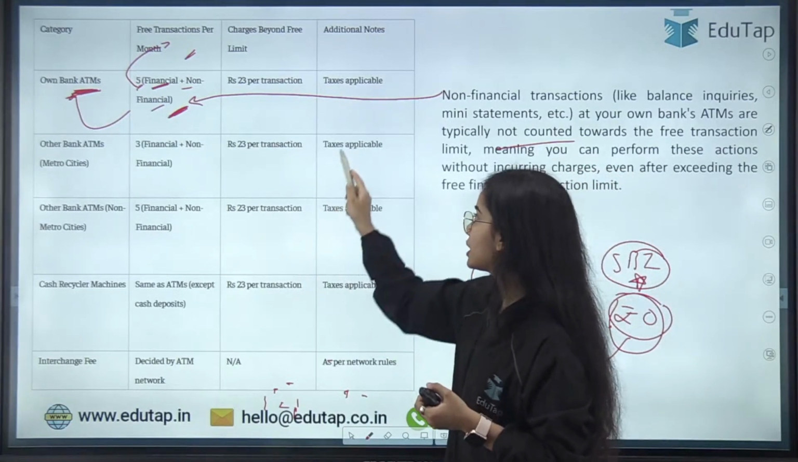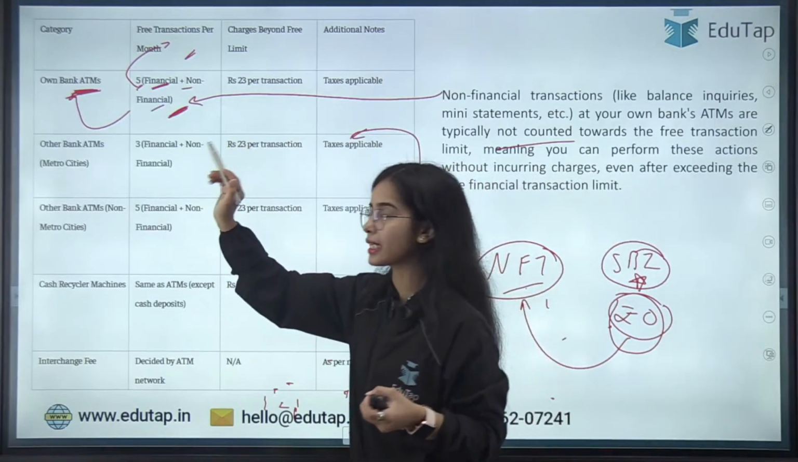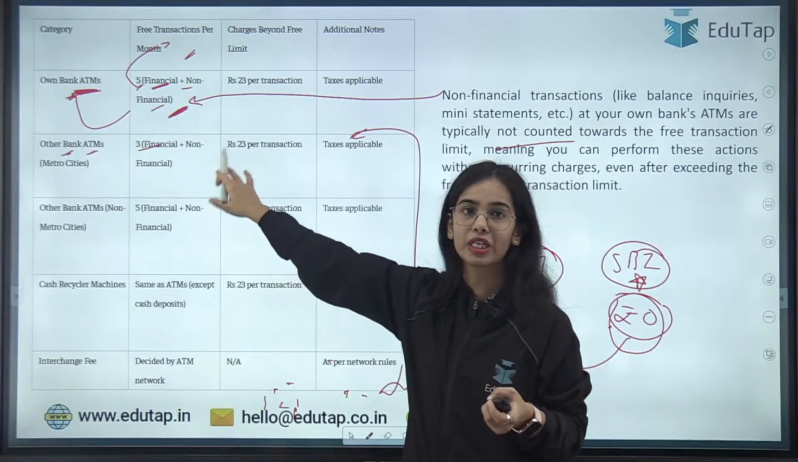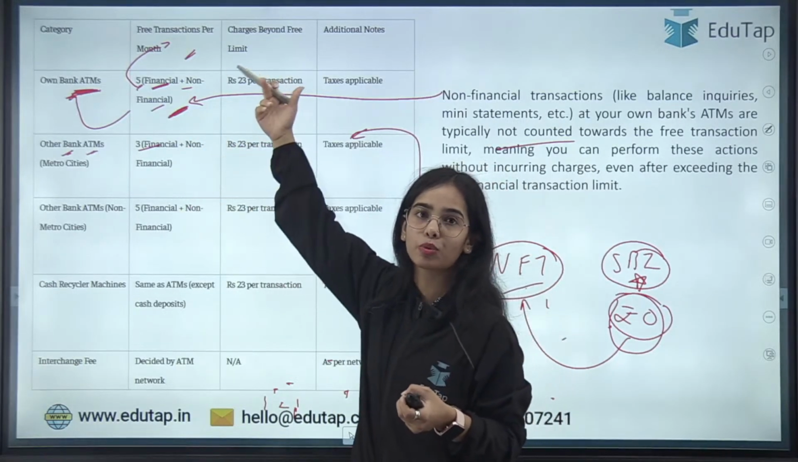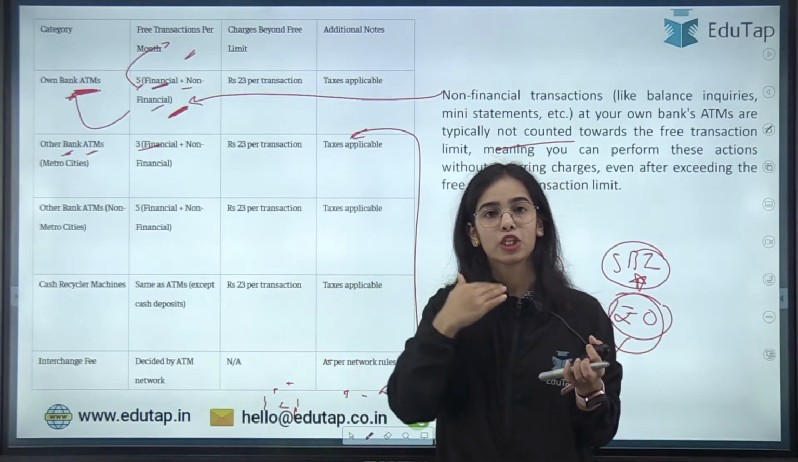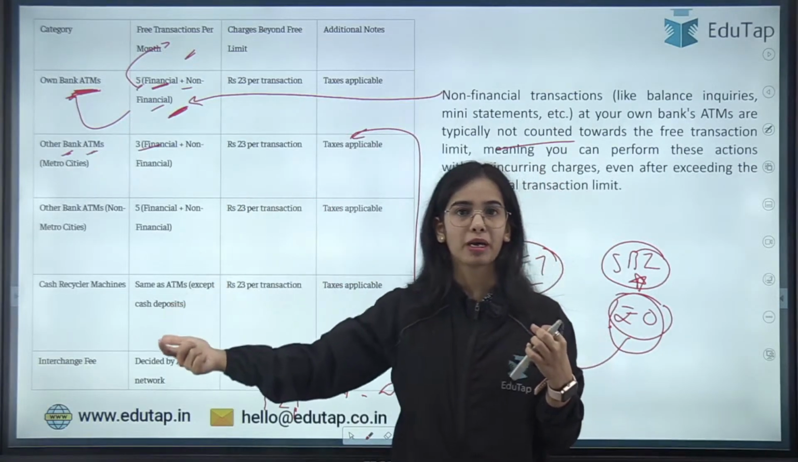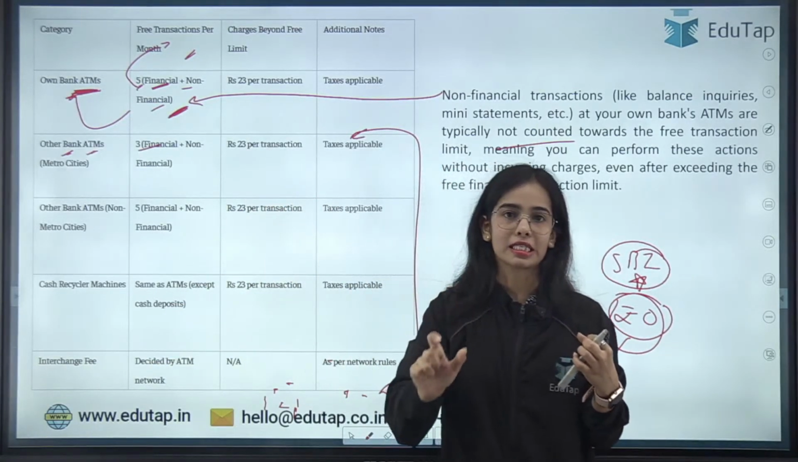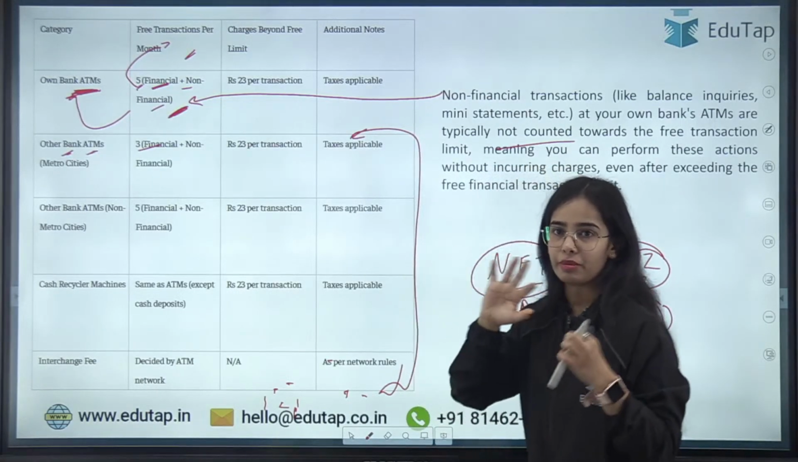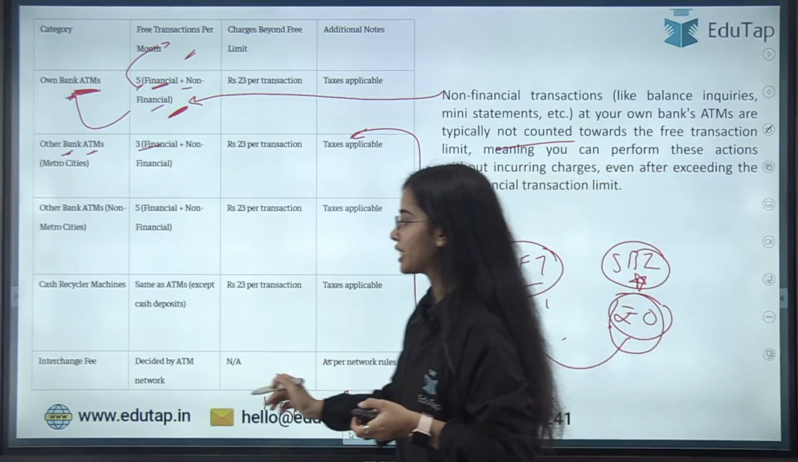Okay, for the other banks, the limits are correct, that is, if you are going to other bank ATMs, then financial and non-financial transactions are both counted towards the free transaction limit. But usually at your own bank ATM, meaning I have the same bank's card and I am going to the same bank's ATM, the non-financial transactions are typically not counted towards the free transaction limit. So this is the disclaimer kind of thing. Okay, now coming to the next point, that is the interchange fee.